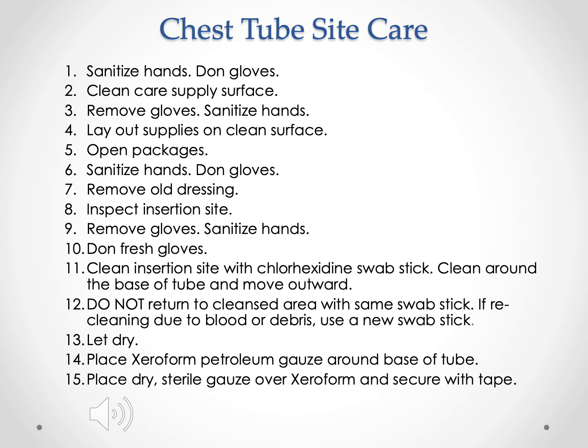Clean the insertion site with a chlorhexidine swab stick. Clean around the base of the tube, moving outward. Do not return to a cleansed area with the same swab stick. If recleaning due to blood or debris, use a new swab stick. Let the chlorhexidine dry. Place xeroform petroleum gauze around the base of the tube. Then place a dry, sterile gauze over the xeroform and secure the tape.